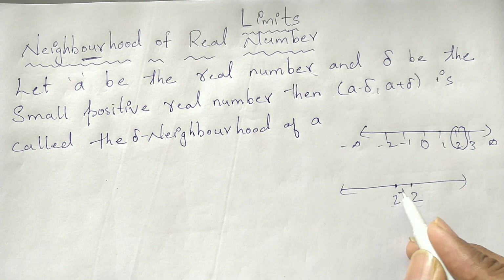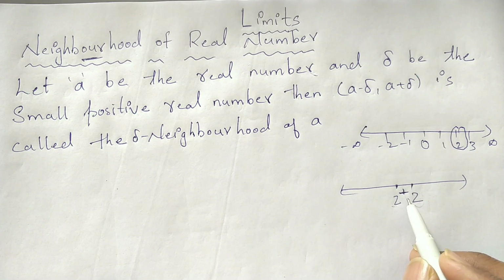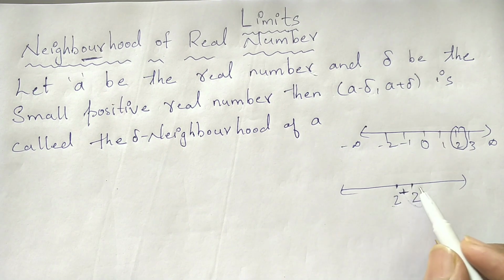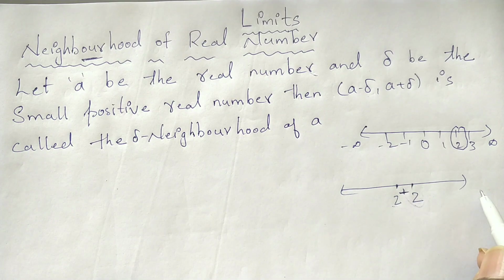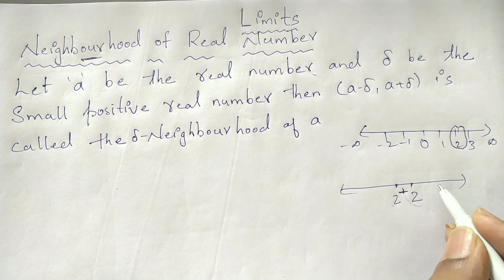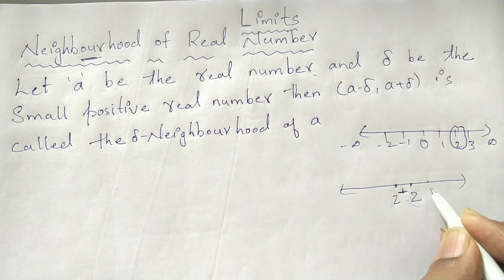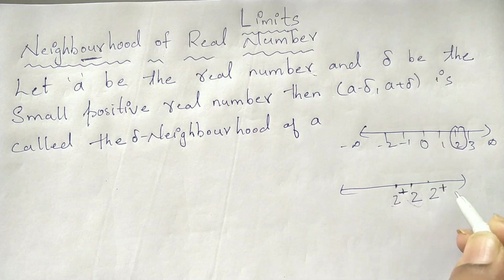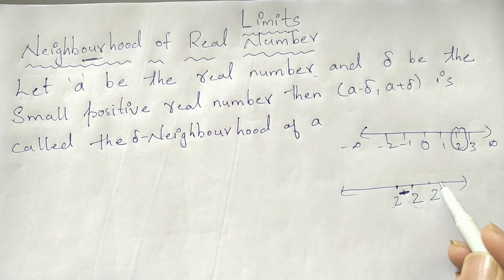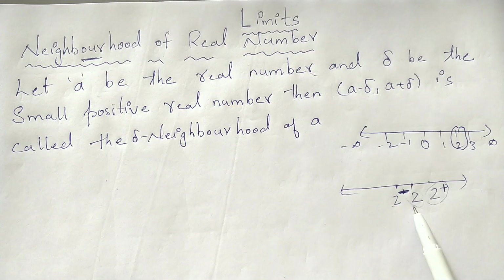It is denoted by 2 to the power of minus, which means we are approaching 2 from the left side of 2. Similarly, if we are approaching 2 from the right side, coming closer to 2 and stopping somewhere here, this is called the right neighborhood of 2. It is denoted by 2 plus. Understood? So 2 plus means we are approaching 2 from the right side of 2.